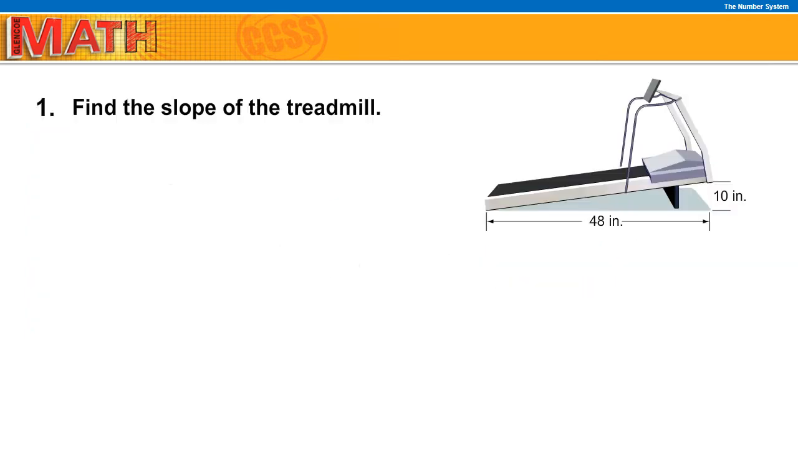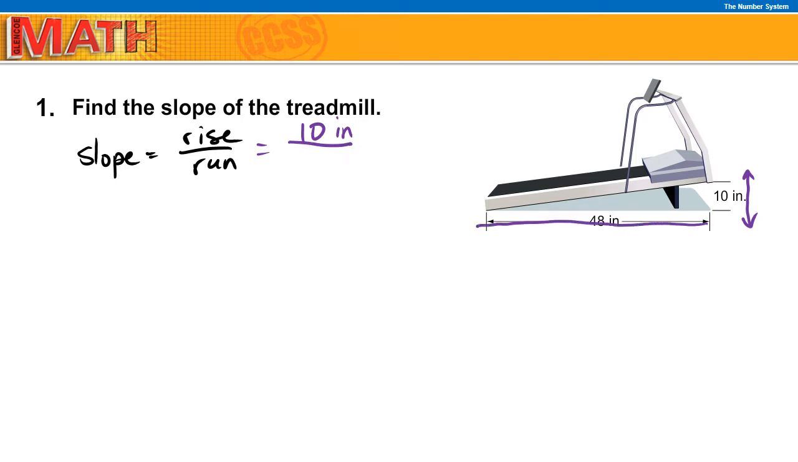Our first example asks us to find the slope of the treadmill. So we're going to use the formula slope is equal to rise over run. Once again, the rise is the vertical, so going up and down. This treadmill rises 10 inches, and the run going across is 48 inches.